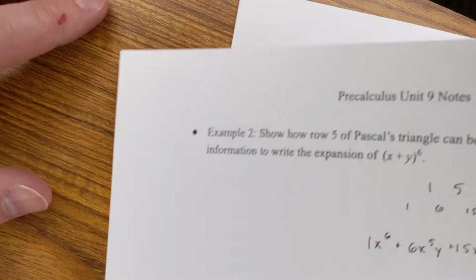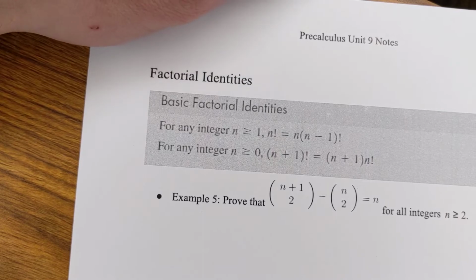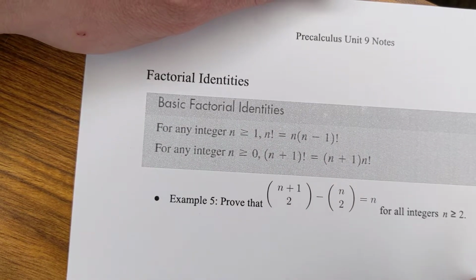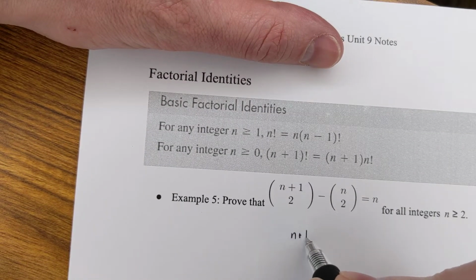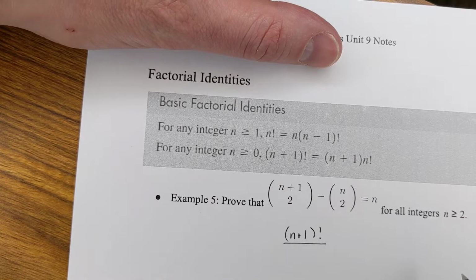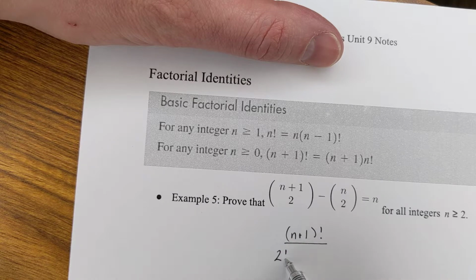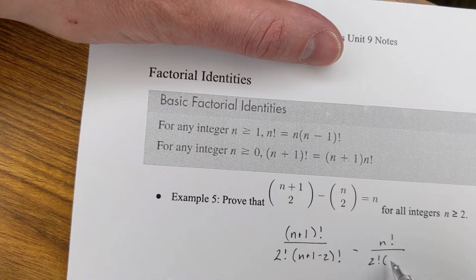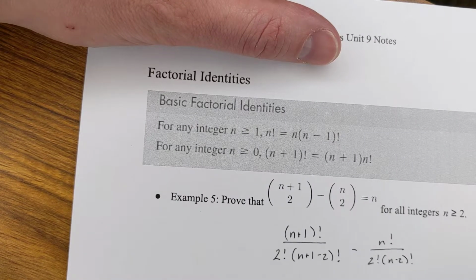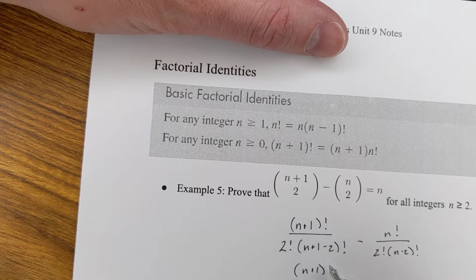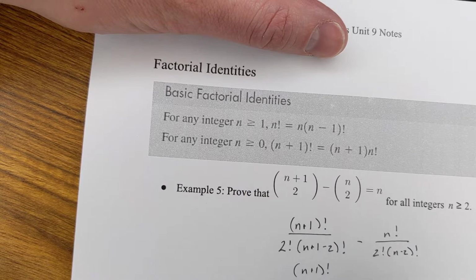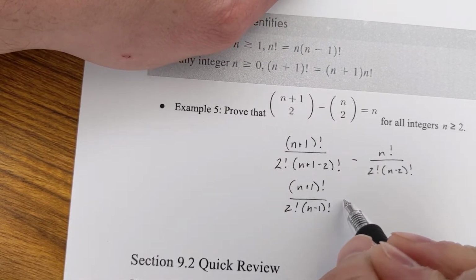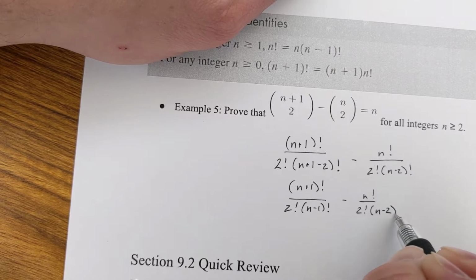So there you go. And one more thing: factorial identities. Prove that this is true for all integers. So this one is going to be n plus 1 factorial over, I'm choosing 2, and then the difference n plus 1 minus 2 factorial, minus n factorial over choose 2, and this will be n minus 2 factorial. So what do we have? This is n plus 1 factorial over 2 factorial times n minus 1 factorial, minus n factorial over 2 factorial times n minus 2 factorial.